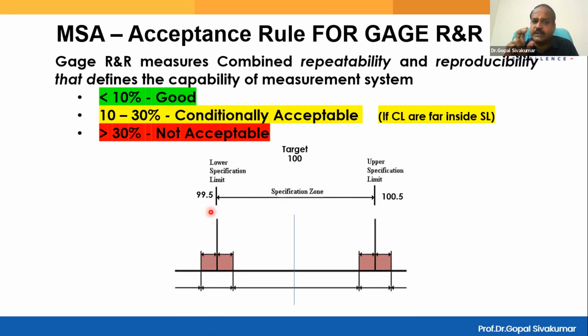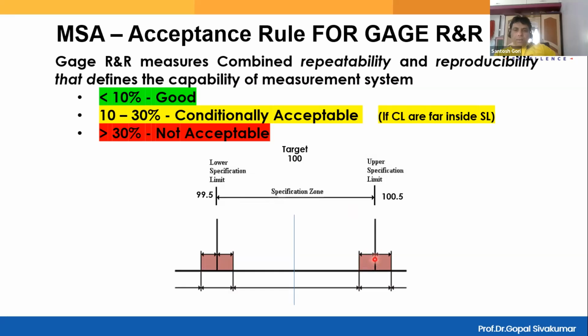Now imagine your gauge R&R is 10%. That means 10% of your decisions can go wrong. Am I right? You want to produce throughput within this range. But let us assume our gauge R&R is 10%. That means for 10% of the products, you may take the wrong decision. Now, this region is called the specification zone. Any value between 99.5 and 100.5 is called the specification zone.